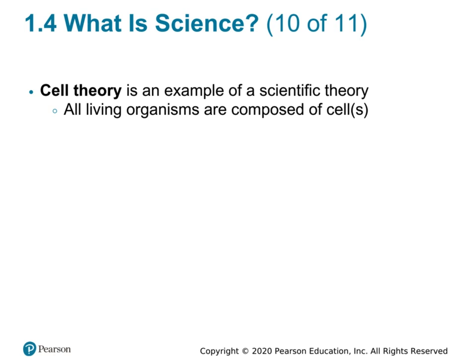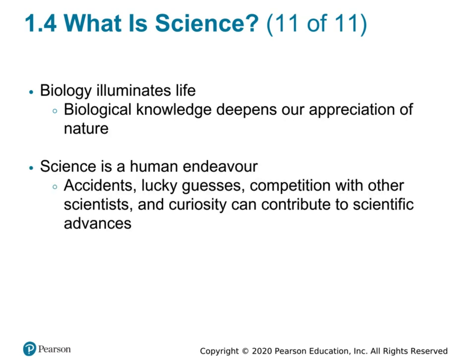So you could even say the cell theory is kind of moving away from being a theory and more an actual law. But currently it's still considered a scientific theory. So what we see from science is that it illuminates life. It lets us know not only about the properties of life, but how they apply to different organisms, how we can organize those organisms within phylogenetic trees and with types of systemics called taxonomy.